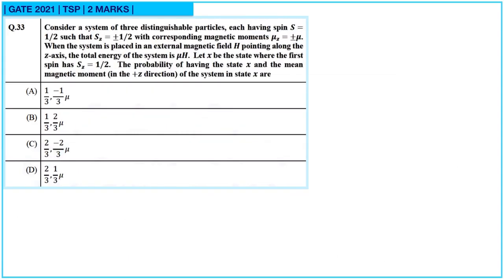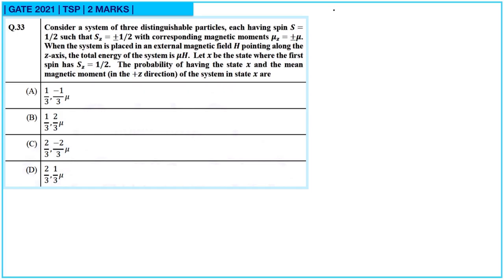Next question. Consider a system of 3 distinguishable particles having spin s equal to half and sz equal to plus minus half, with corresponding magnetic moments mu z equal to plus minus mu. When the system is placed in an external magnetic field H pointing along the z-axis, the total energy of the system is mu h. Let x be the state where the first spin has sz equal to half. The probability of having the state x and the mean magnetic moment of the system in the state x is.